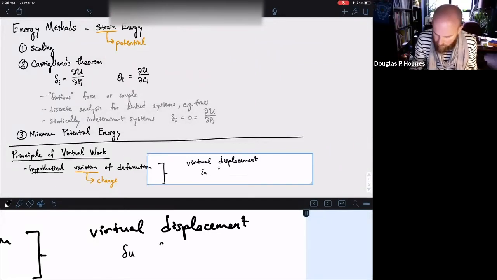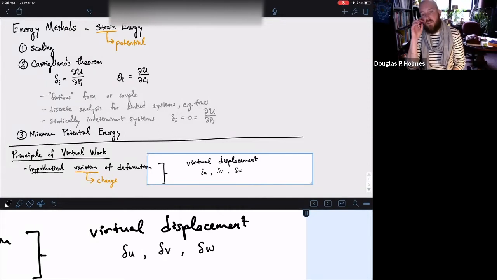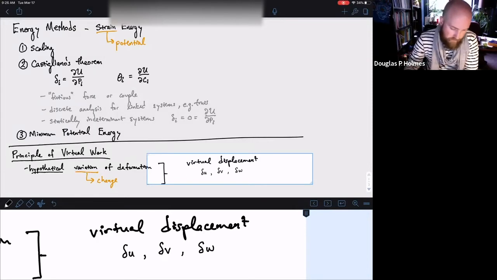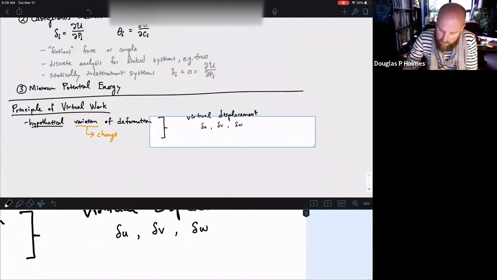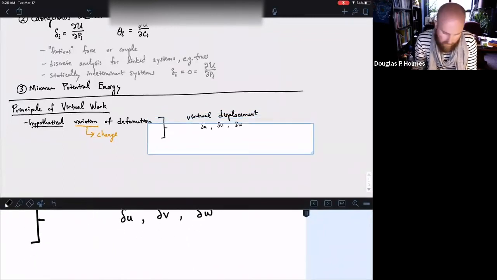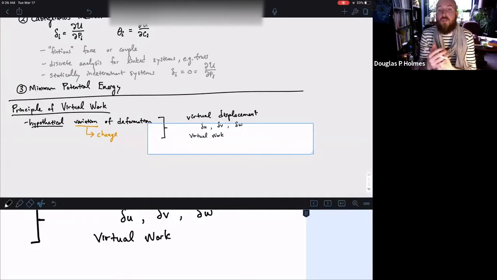Would be delta U, delta V, or delta W. So that would be the virtual displacements in three directions, U, V, and W. And so if you have a virtual displacement, then you can think about calculating what the virtual work is. So if we want, we could write the virtual work would be the sum of the forces in those directions times their virtual displacements.